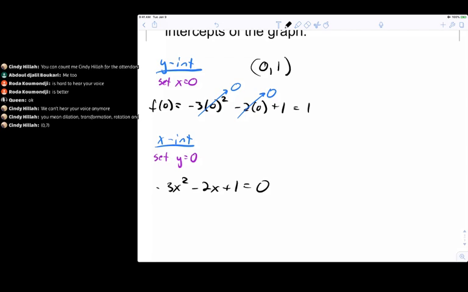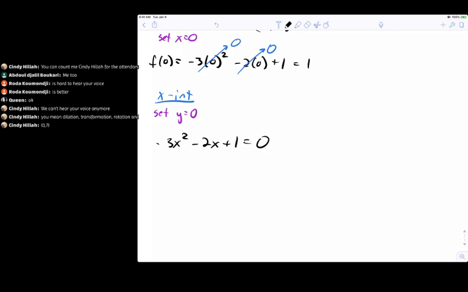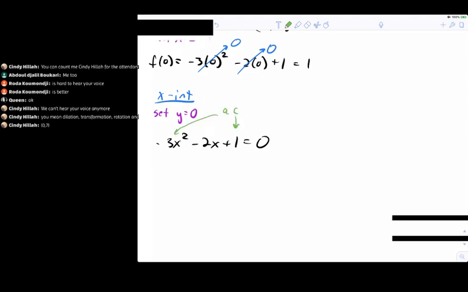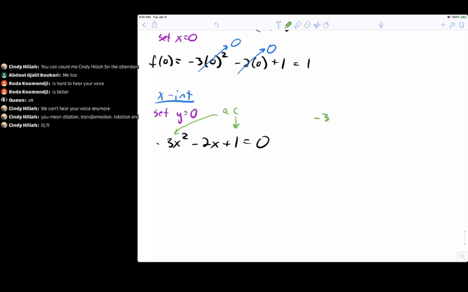Okay, I'm gonna do a demo on the AC method of factoring. So for the AC method, we say the A times the C, and we're looking for two numbers that multiply to give us the A times C. Here's our A right here, here's our C right here. So there are two numbers that multiply to give us -3 and add to give us -2.